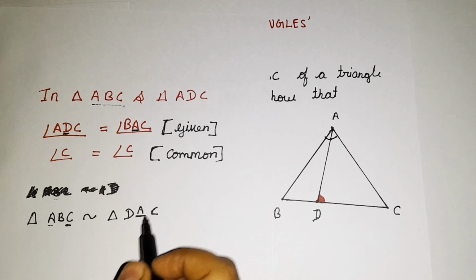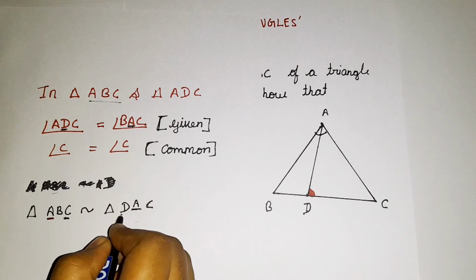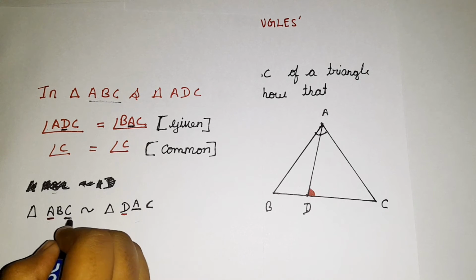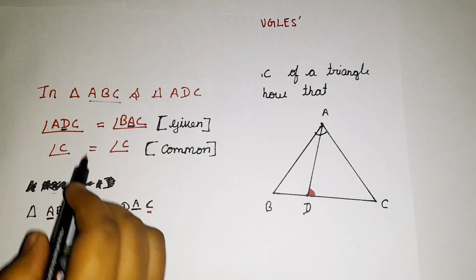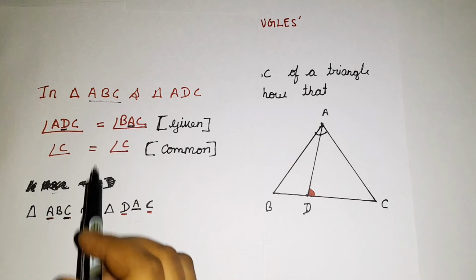So please guys, don't commit this mistake again. If you commit a mistake, then the sum is wrong. So here angle A is equal to angle D, and then angle B is equal to angle A. So angle C is equal to angle C. It is correct. It is perfect when we compare it right over here. According to these values only, I just wrote it.